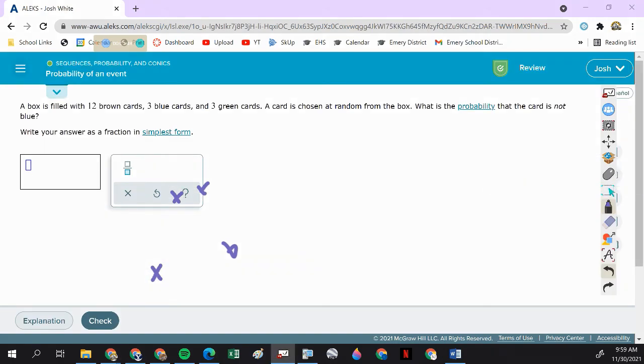Same kind of idea here. A box is filled with 12 brown cards, 3 blue and 3 green. What is the probability that a card being drawn is not blue? Well, how many cards are there total? There are 18. How many of them are blue? 3. So how many are not blue?